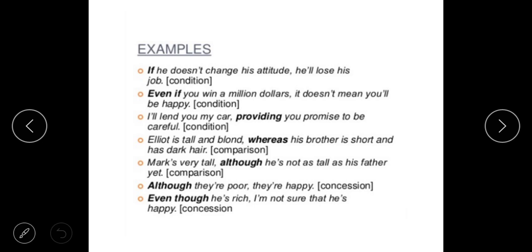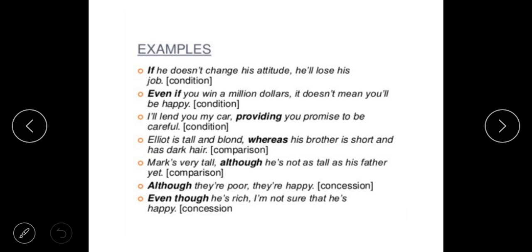Here are more examples. If he does not change his attitude, he will lose his job. So, if is showing here condition. Even if you win $1,000,000, it doesn't mean you will be happy. तो यहाँ पे condition बता रहा है कि आप चाहे कितना ही कमा लो, लाखों कमा लो, $1,000,000 कमा लो, it doesn't mean कि इसका मतलब ये नहीं कि तुम हमेशा खुश रहोगे. Even if showing the condition. Okay. I will lend you my car providing you promise to be careful. मैं अपनी कार तुम्हें lend कर सकता हूँ, तुम्हें दे सकता हूँ, but you have providing, लेकिन तुम मुझे क्या करोगे? Provide करोगे promise कि तुम ध्यान रखोगे. Okay. So it's again here condition.